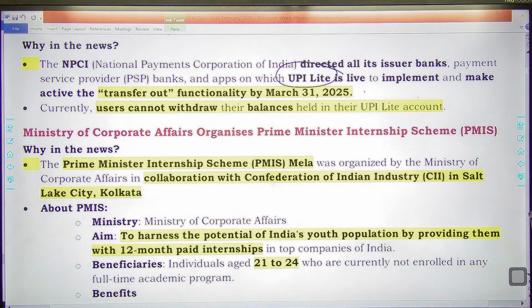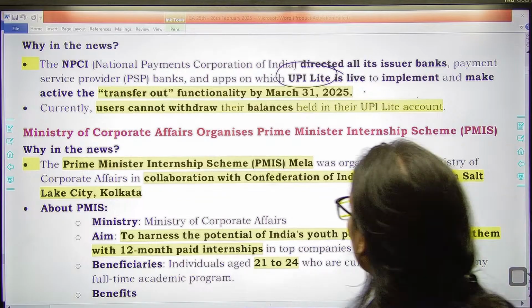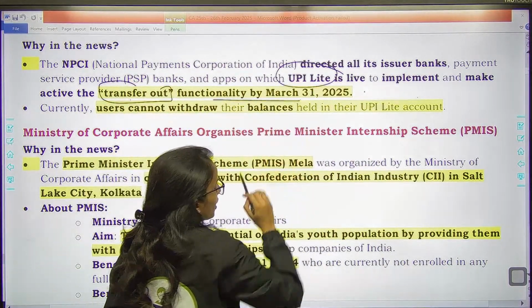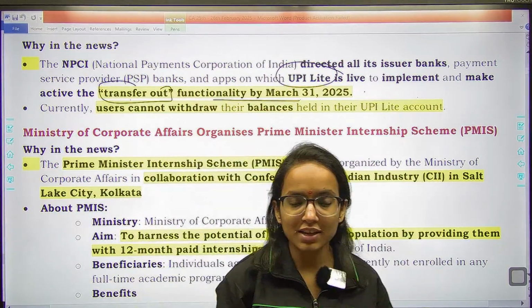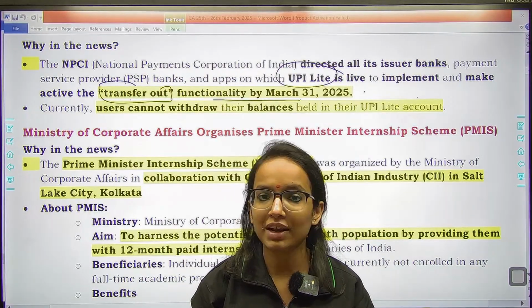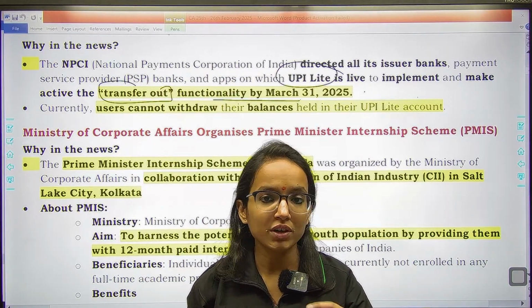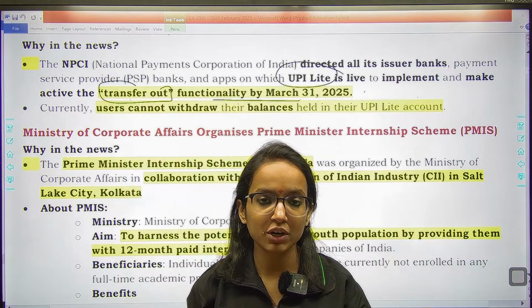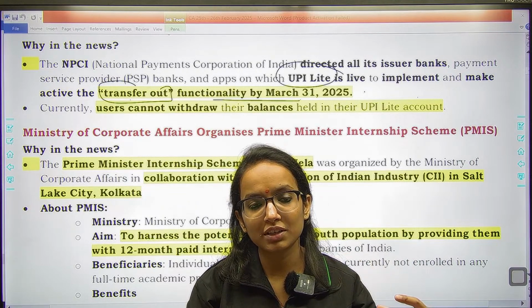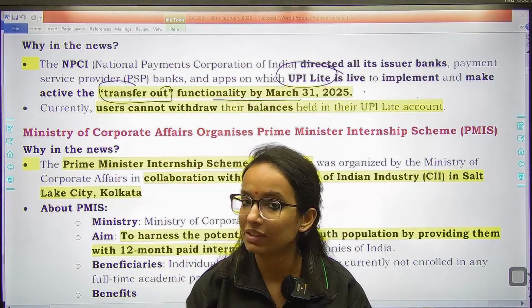So for UPI Lite NPCI ने बोला है is live to implement and make active the transfer out functionality by 31st March 2025. So they are saying that now on UPI Lite platform, whatever platform pe UPI Lite is available, transfer out functionality will be available. So what is this transfer out functionality? Transfer out functionality पहले क्या होता था? UPI Lite में जो आपने पैसा रख दिया उसको आप बैंक में वापस नहीं ट्रांसफर कर सकते, right?